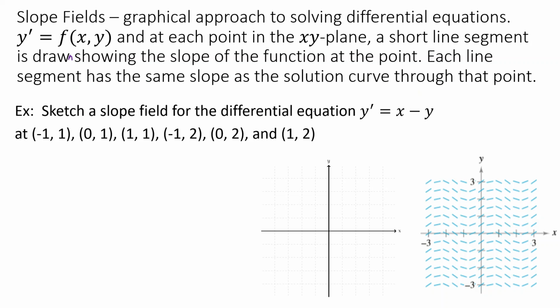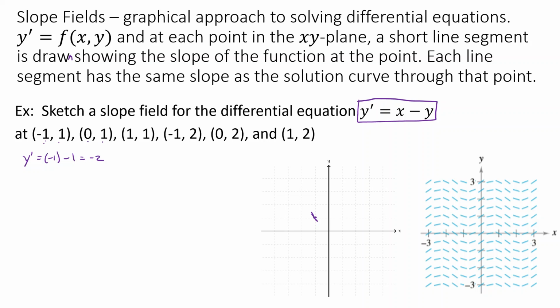Sketch a slope field for the differential equation y prime equals x minus y at each one of these points. So here's our axis right here. If I want to try the point negative 1, 1, then y prime would be x, which is negative 1, minus y, which is 1, which gives me negative 2. So at the point negative 1, 1, our slope is negative 2. So we're going to be going down like that.